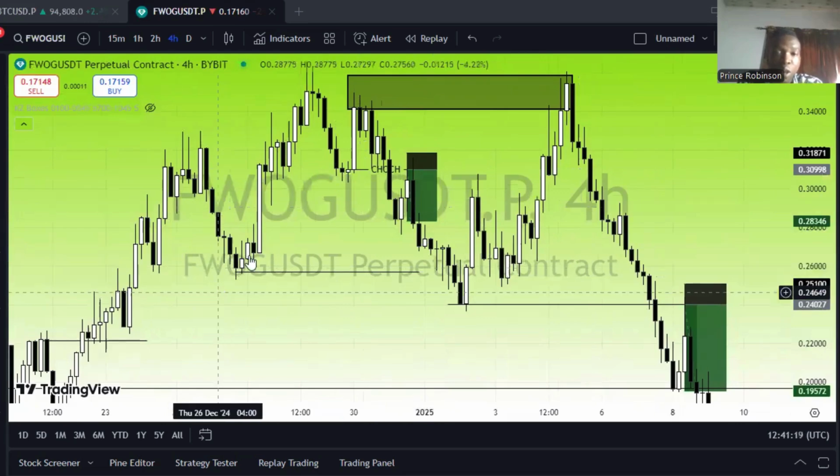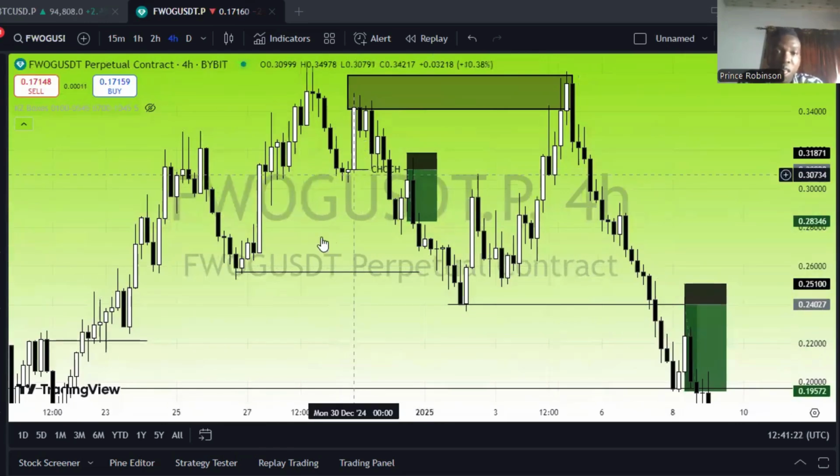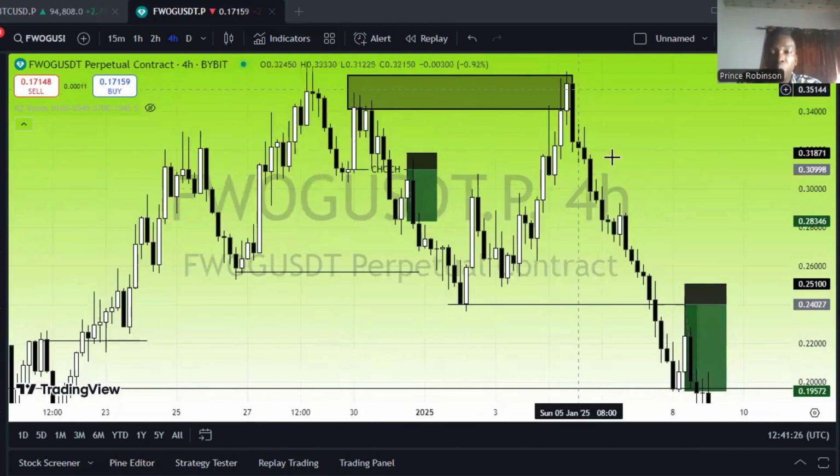It took out these two swing lows. It's very strong. Took out these two swing lows. It's very strong. Wait for price to come back. Boom.